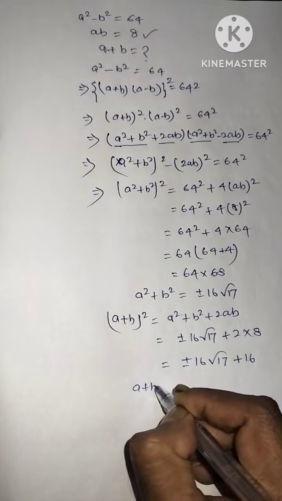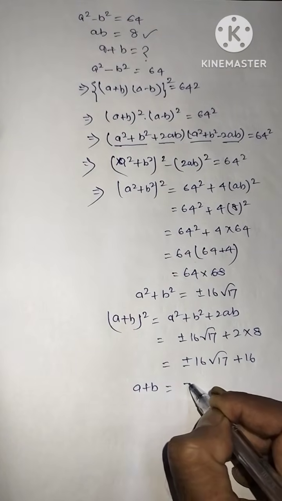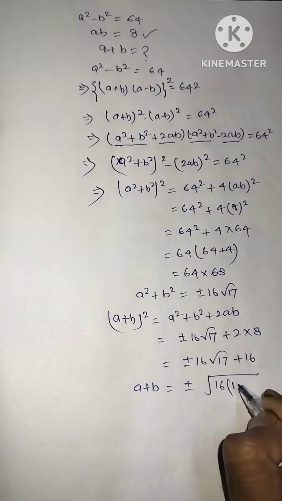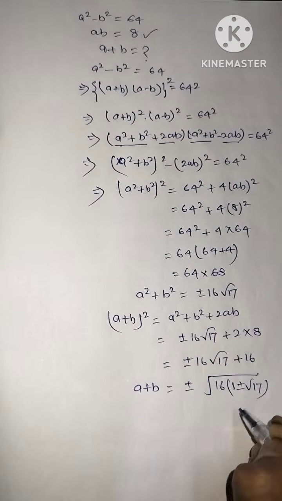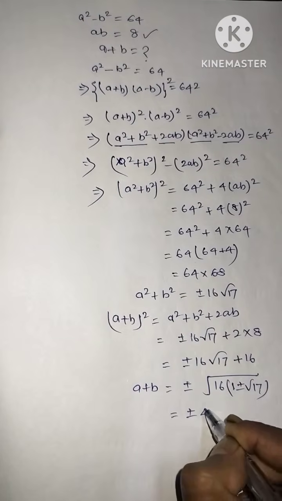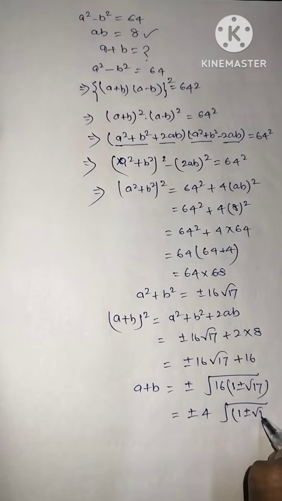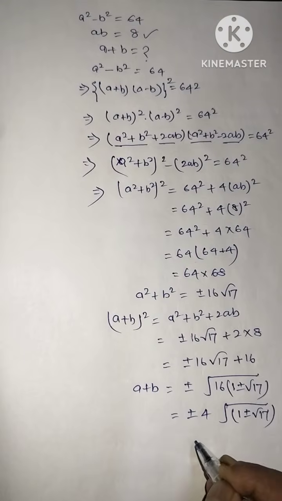So a plus b will be what? It will be plus minus square root of 16 times plus minus square root of 17, and that is plus minus 4 times square root of 1 plus minus square root of 17. We will have 4 values for a plus b. So this is our answer.